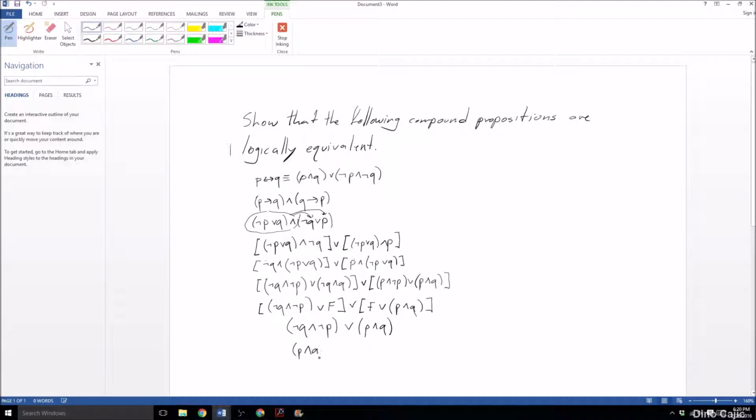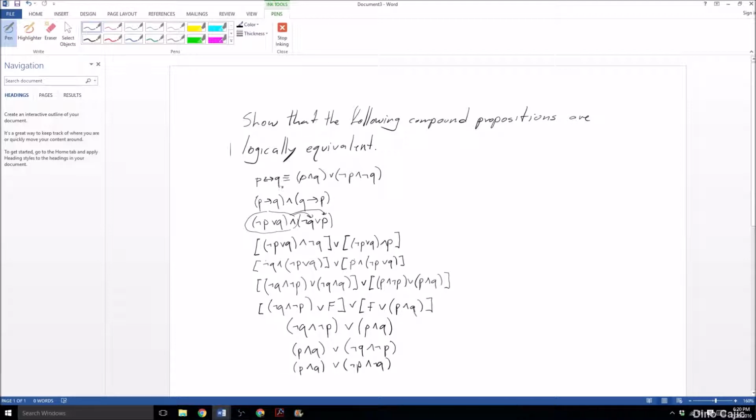That comes out to P and Q, or not Q and not P. Alright, well, in here we have not P and not Q. Well, that's easily swappable as well. That comes out to P and Q, or not P and not Q. And guess what? This statement right here does in fact match this statement.